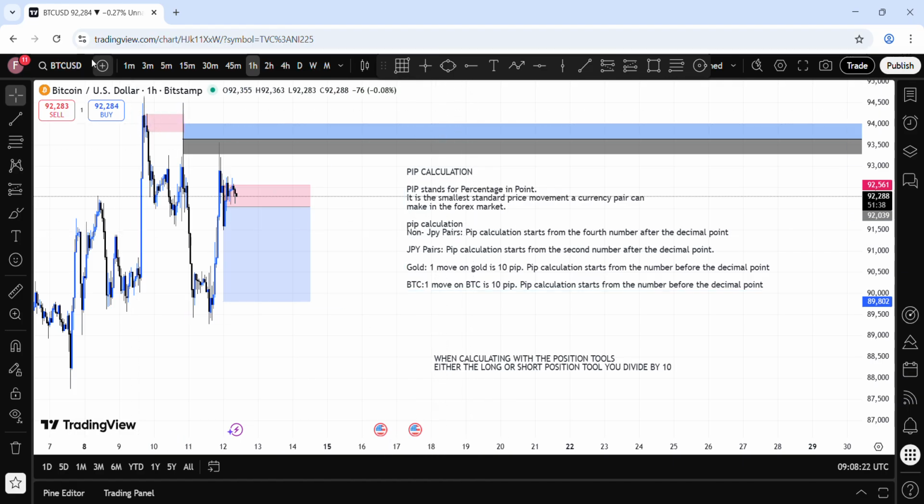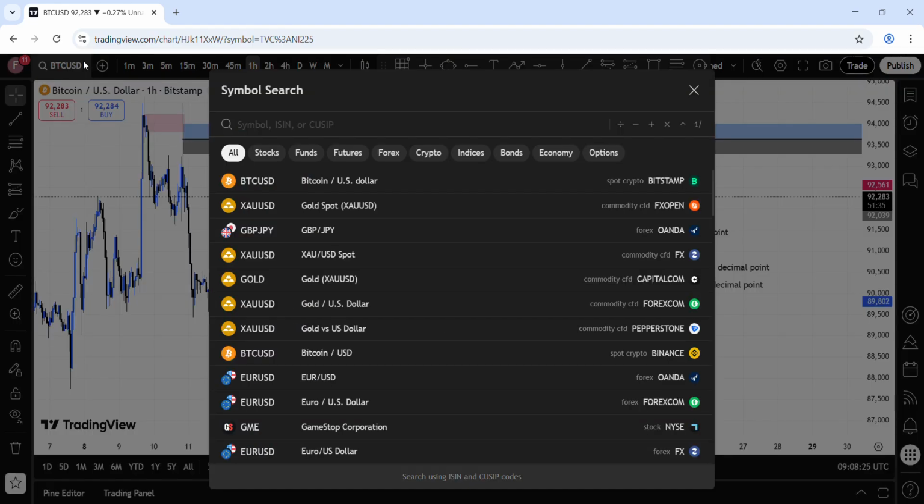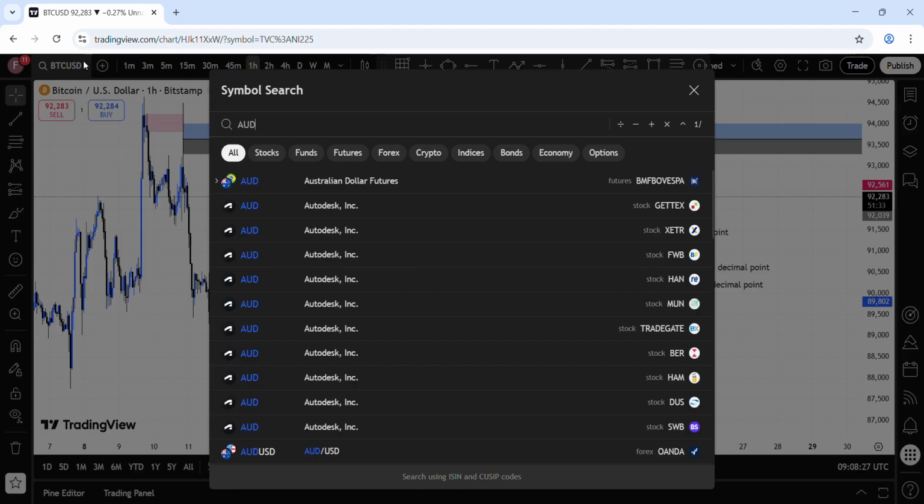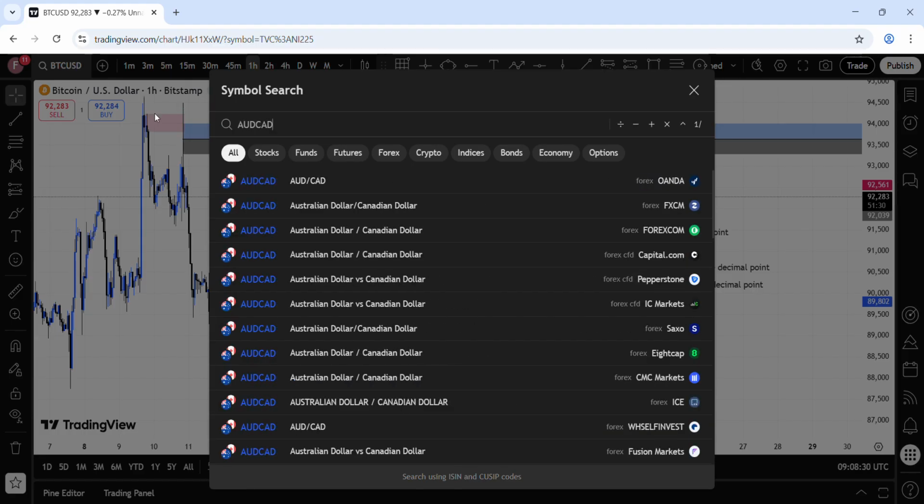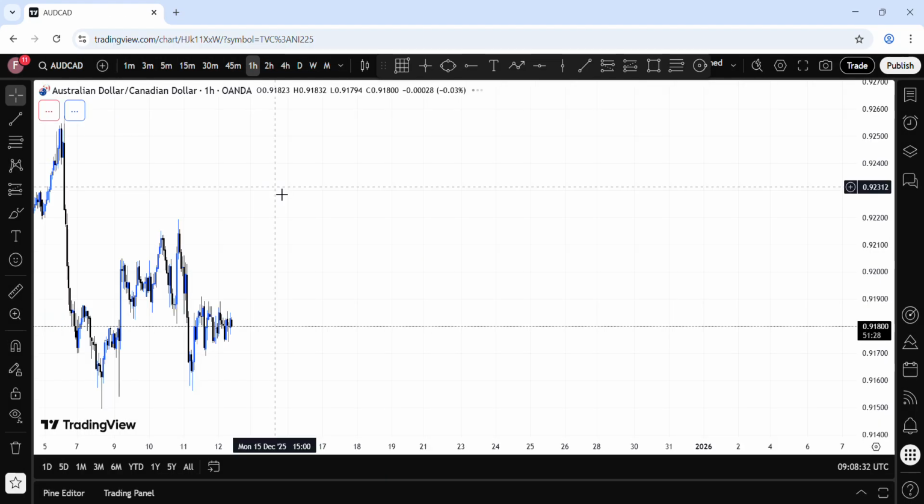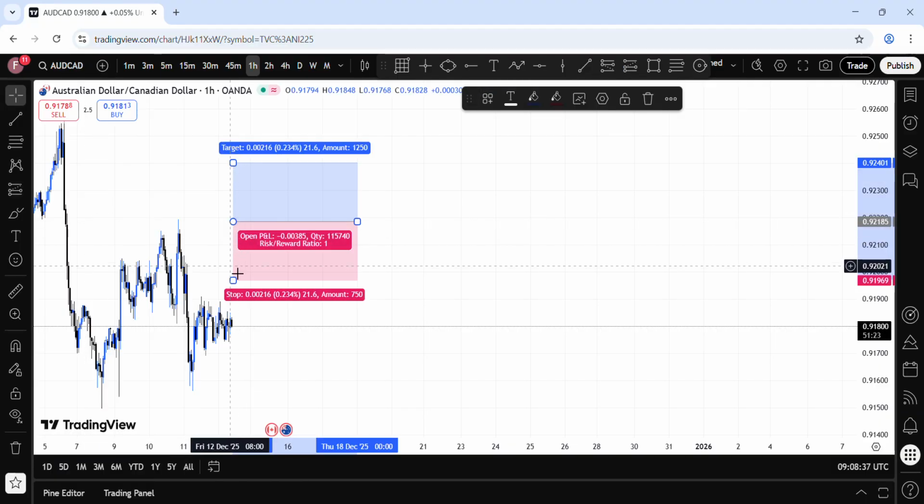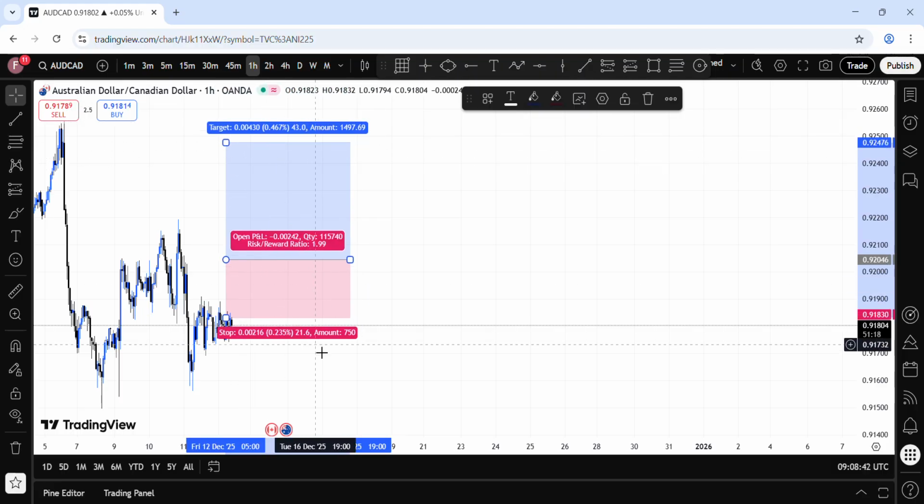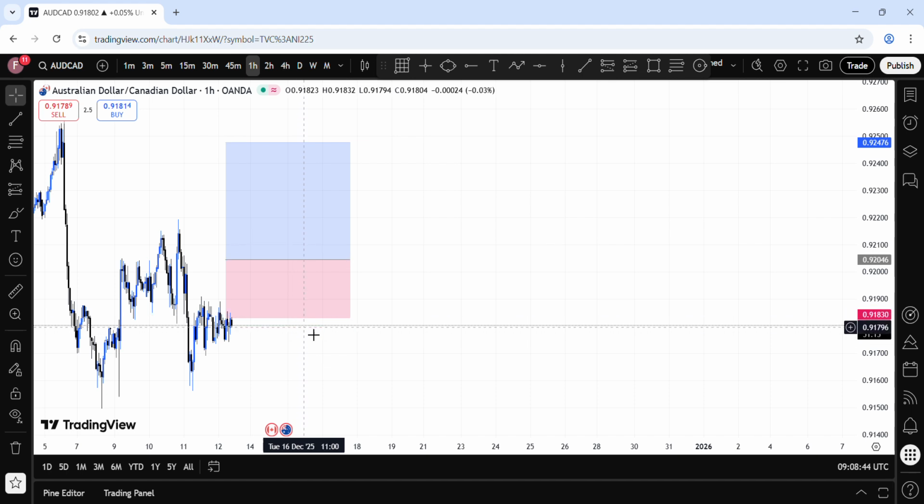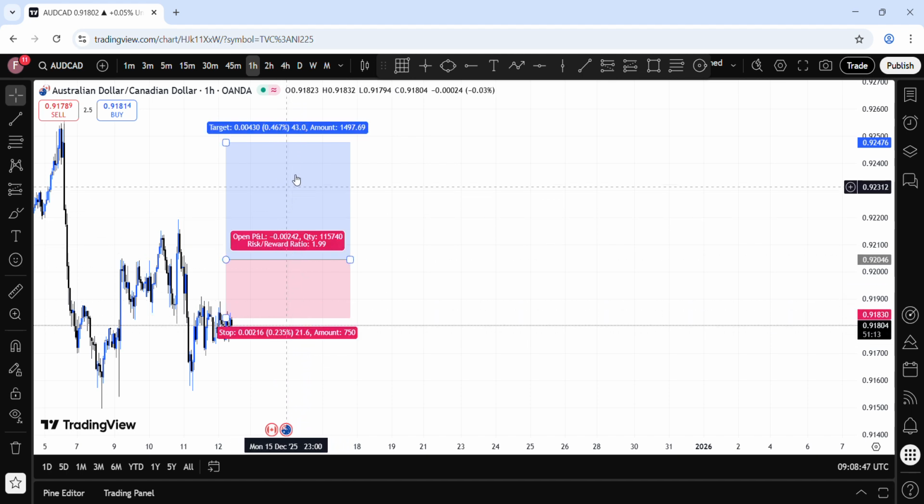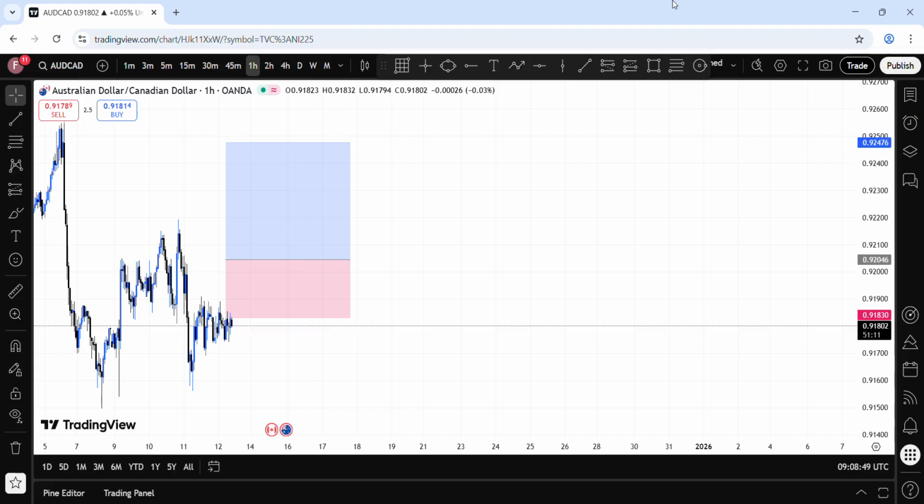But for normal pairs, let's go back to a normal pair. Let's use AUD CAD. Okay, this is AUD CAD. If we use a normal position 2, you see it's normal already. The market needs to move 21 times, the 21 is just there looking at us, then 43 times to hit our target. But for gold and BTC, the numbers are huge because of the way the market moves. So to know the accurate number, we divide by 10. Okay.